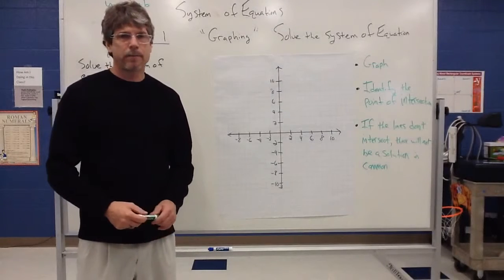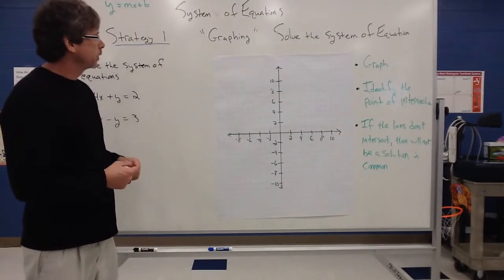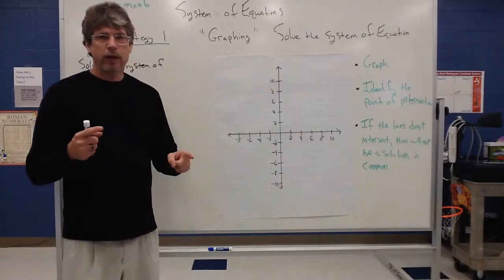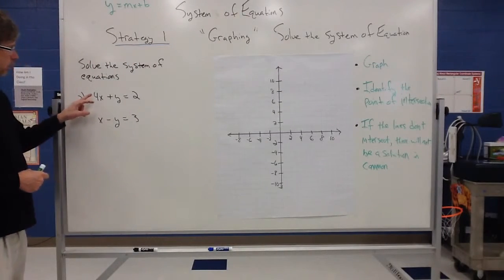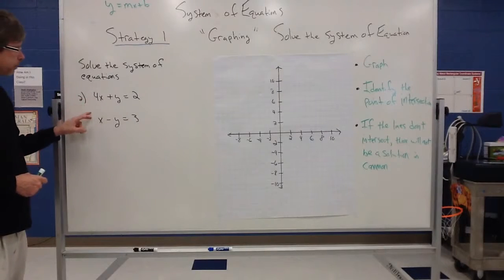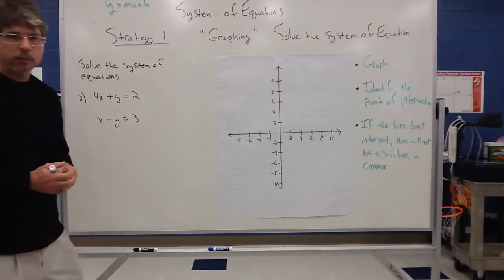So welcome back. We're going to try to graph another system of equations. And again, what we're looking for is that point of intersection. So let's look at the two equations that were given. Notice that these are what we call standard form. And again, when they look like this, I could solve for y and put them in slope-intercept form.